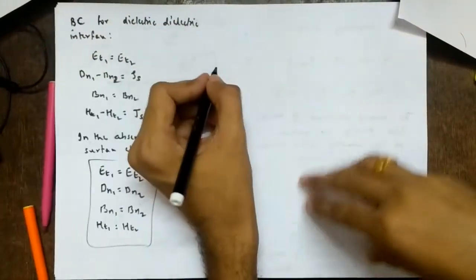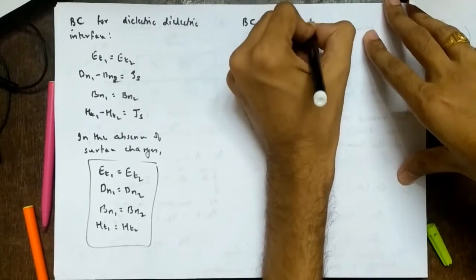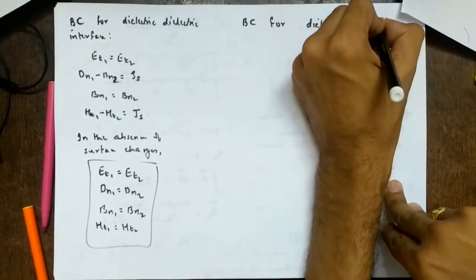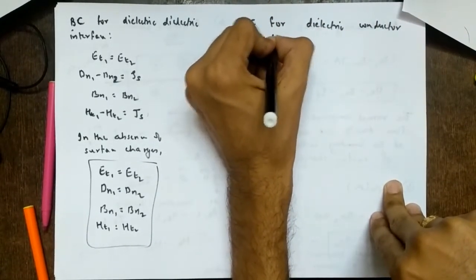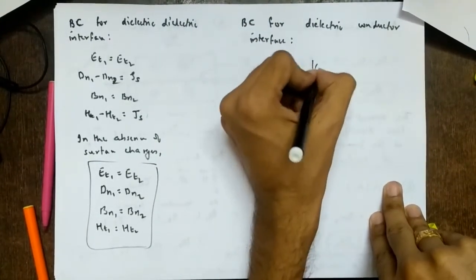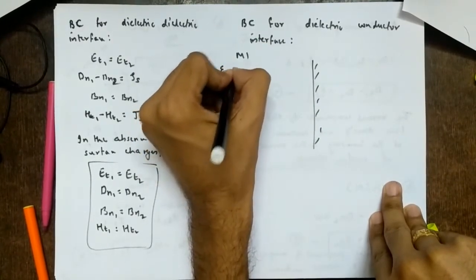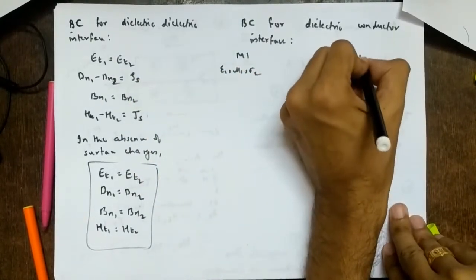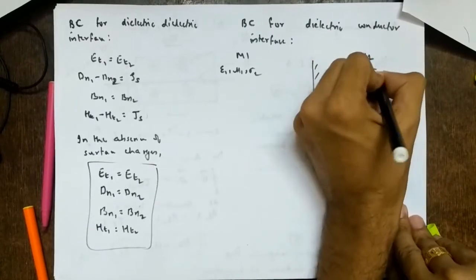So then next, so this was what? Dielectric interface. So now let's see boundary conditions for dielectric conductor interface. So let's draw this. So this is my M1. So it will be epsilon 1, mu 1, sigma 1. So this is what? Dielectric. Then I have M2, epsilon 2, mu 2, sigma 2.